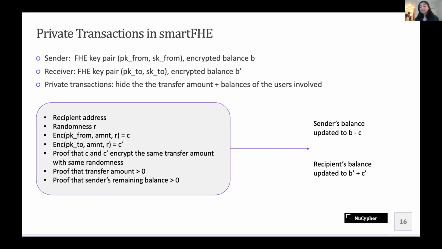And we need a proof that the sender actually has enough money or currency in their account to perform this transaction. And as we stated earlier, you don't need the full power of fully homomorphic encryption to actually do this. You can simply use the additively homomorphic aspects to encrypt the sender's and receiver's balance because they're addition operations.